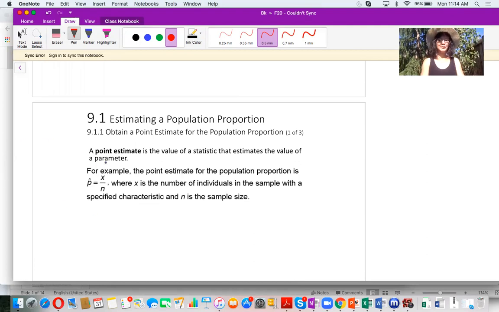So let's introduce point estimate. It is the value of a statistic that estimates the value of a parameter. Remember what a statistic is? Some characteristic of a sample. For example, sample mean is a statistic. Sample standard deviation is a statistic. A parameter is a characteristic of a population. For example, population mean is a parameter. Population standard deviation is a parameter.